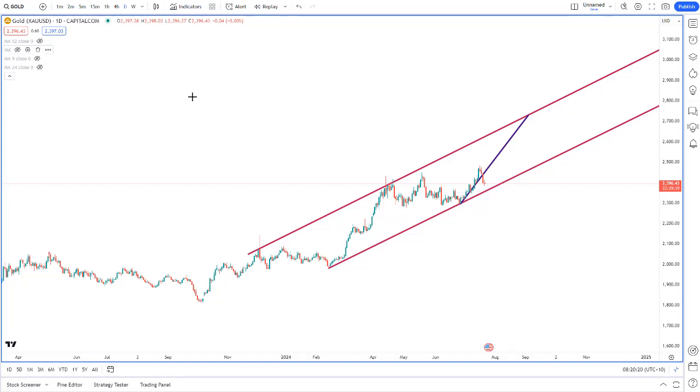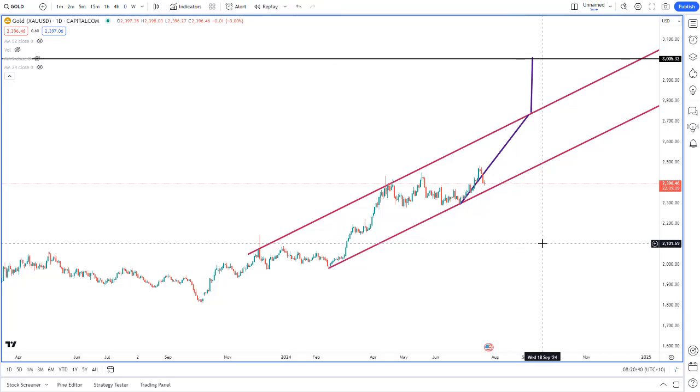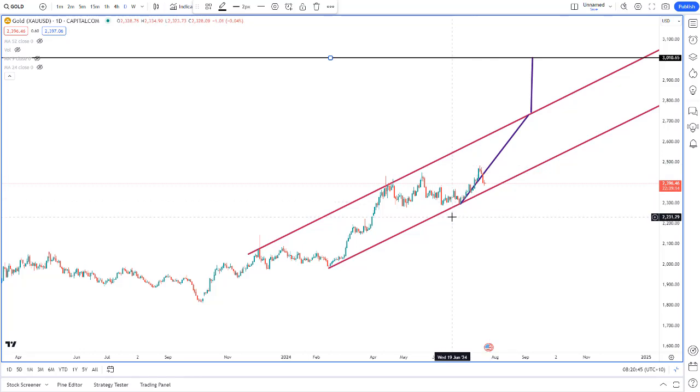Then what we do is we measure from the top of the channel to the bottom of the channel, and then we project this up. So if it breaks there, we project that up from there to there. Just say this happened, and therefore the next target would be around 3,000. See that there? So the first target will be to the top of the channel because it bounced at the bottom of the channel. Now to the top of the channel, that's the first target on gold.